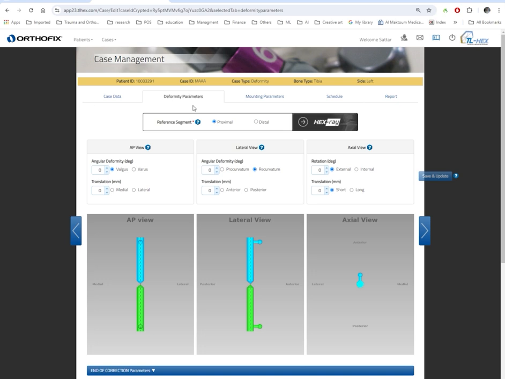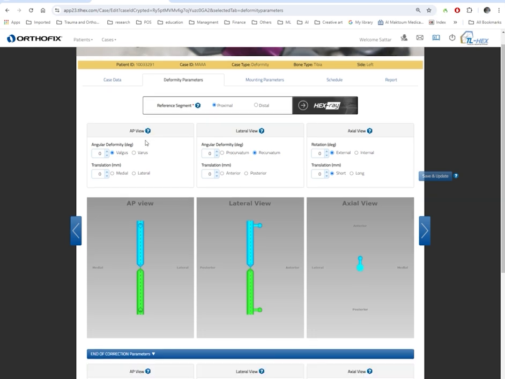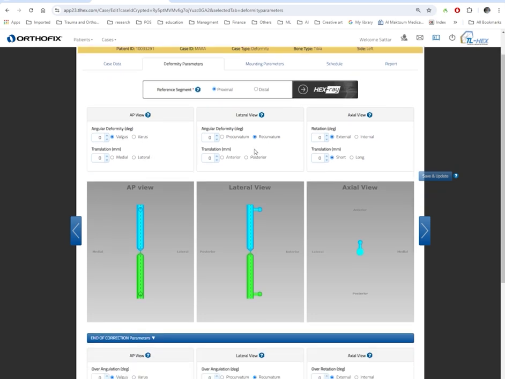Now we are in the deformity parameters. The first square here will ask you whether you're going to use proximal referencing or distal referencing. In this patient, we use proximal reference because the proximal ring is closer to the site of deformity. That's why I prefer to use proximal referencing. Again, you have two options, either to use HEX X-ray, which I prefer, or manually enter the data.